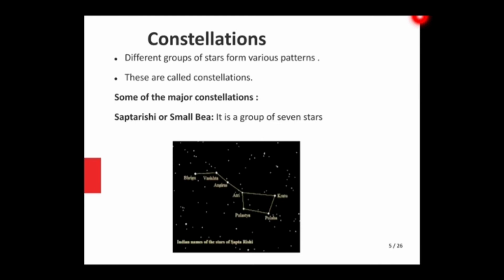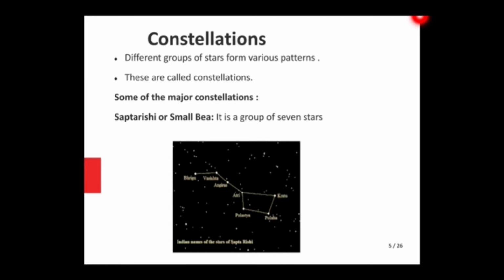When we watch the sky at night, we notice different groups of stars, and I am sure you also notice there are different groups and patterns of stars at night. So these groups of stars forming different patterns are called constellations. There are many constellations we can find in the sky.